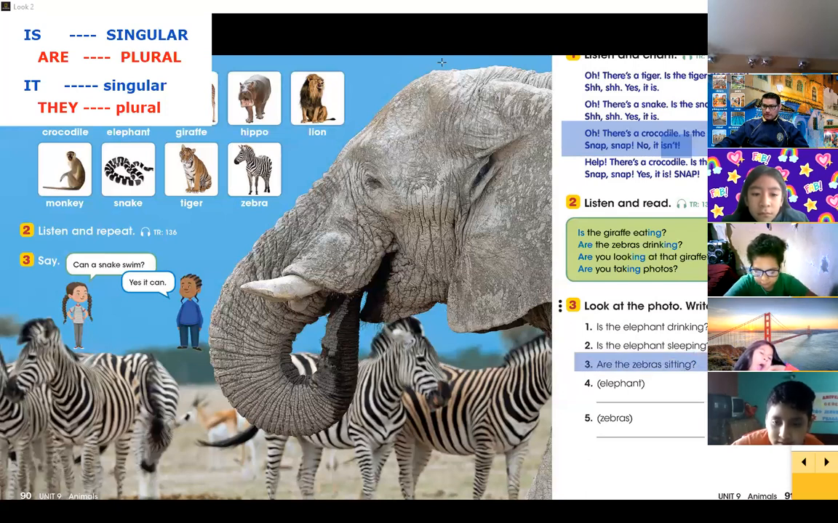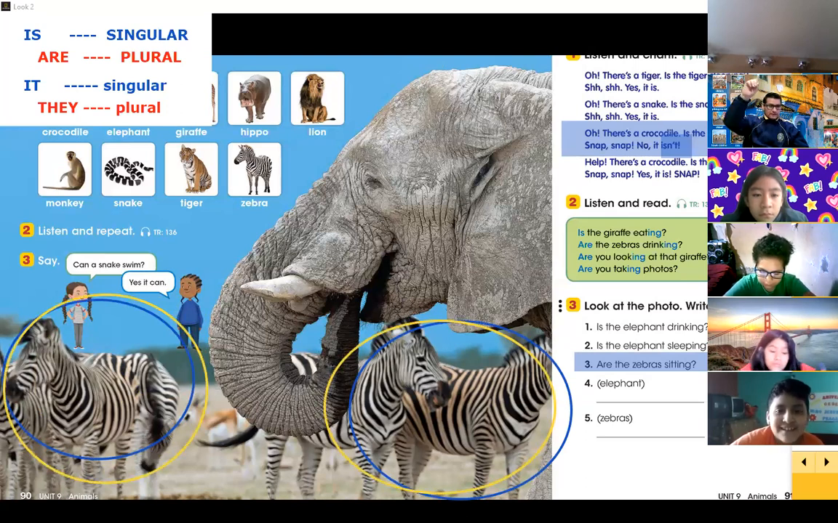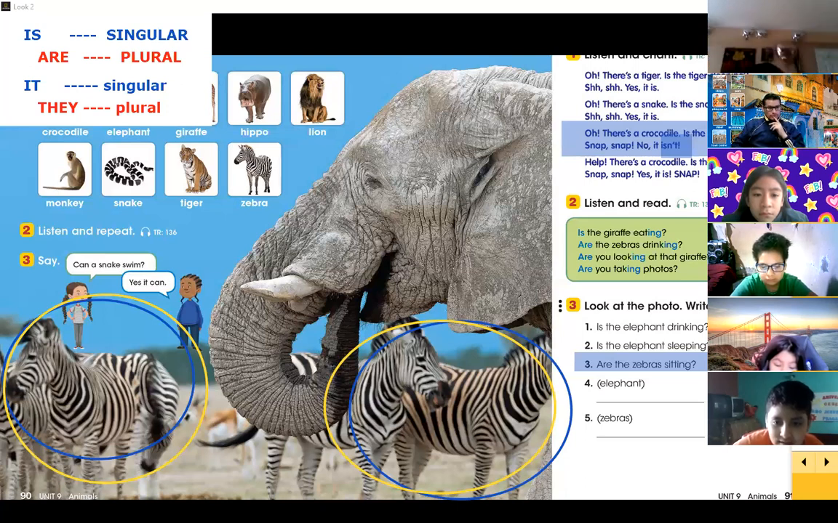Let's look at the picture. Miramos la imagen. Are the zebras sitting? Do you remember what is sitting? ¿Te acuerdas qué cosa era sitting? No me acuerdo. Stand up. Sit down. Yeah, sit, right? Sentarse. Are the zebras sitting? Bruno Xavier? Yes. Look at the photograph. Mira las photographs donde están encerradas en un círculo de color yellow and blue. Are the zebras sitting?